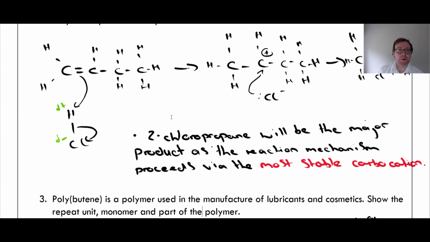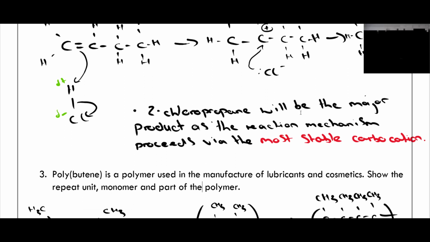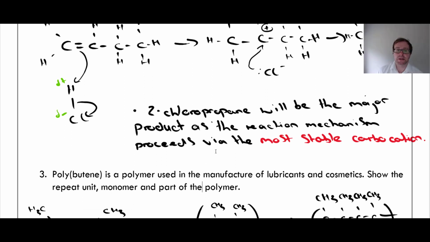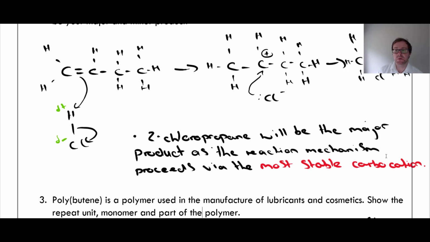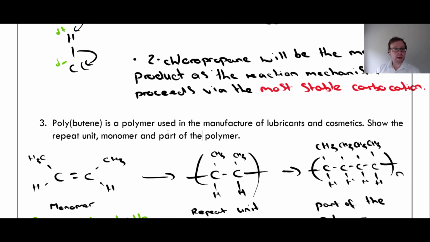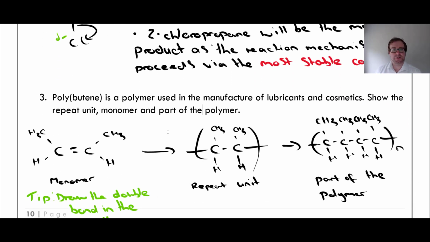Which one will be the major and minor product? Well, 2-chloropropane will be the major product as the reaction mechanism proceeds via the most stable carbocation. So this is what I've drawn here. So it's surrounded by an alkyl group here and an alkyl group here. If it was on the first carbon, then it would only have one carbon attached to it, so it would be the least stable. And polybutene is a polymer used in the manufacture of lubricants and cosmetics.